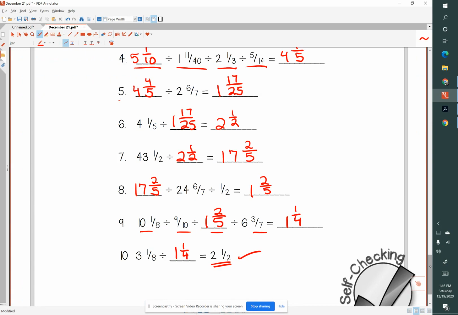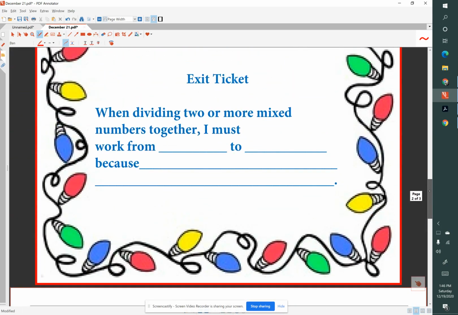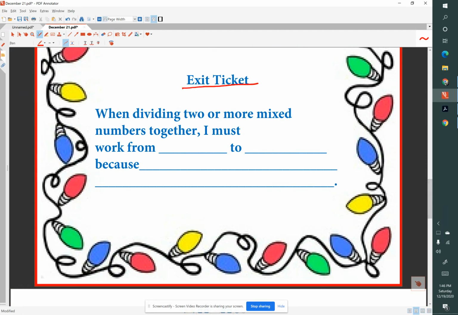So don't stop here. You've got that exit ticket because you know I'm going to ask you about it. So let's get that done now. When dividing two or more mixed numbers, I must work from left to right, just like we read, from left to right, because division is not commutative. In other words, order matters.